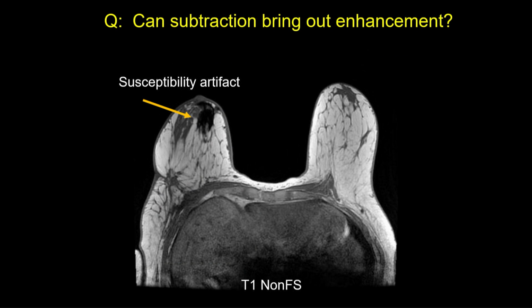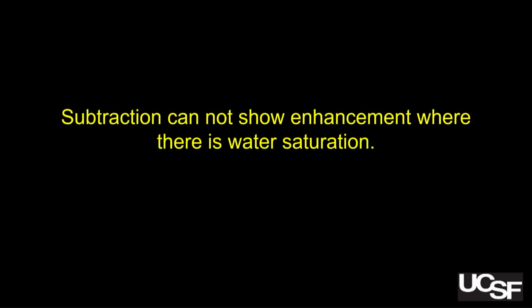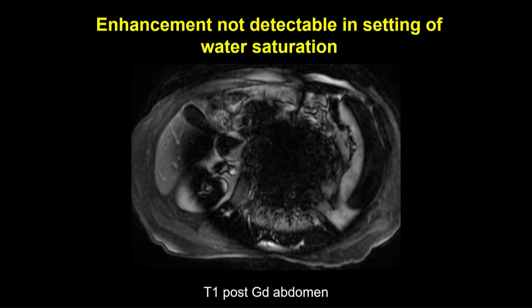So the question is, does subtraction fix this? Unfortunately, no. It's basically a type of water saturation. So it's completely saturated out. You can't really see anything through it. Okay? So there's the subtraction if you weren't convinced. And the susceptibility artifact is still there. In fact, it's just way too clean and too black in that area.